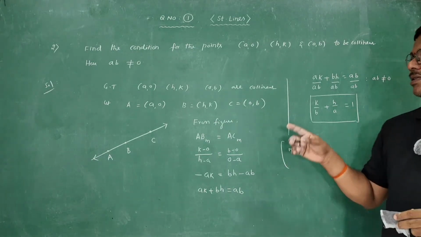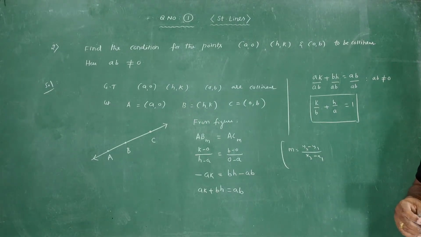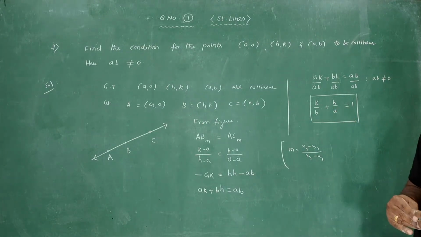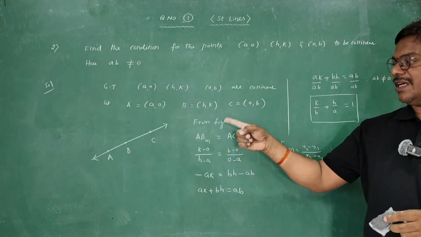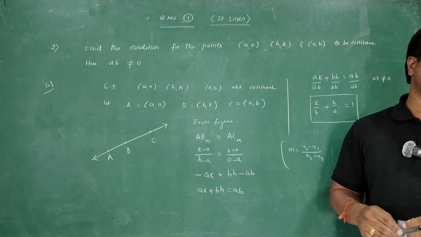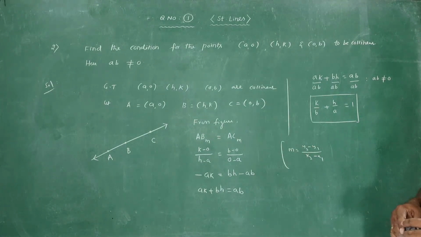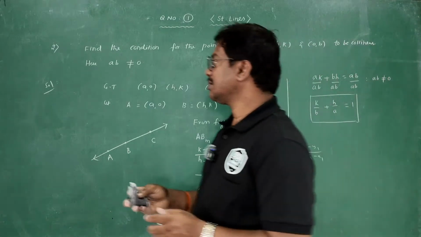When the points are collinear, nothing but they are on the same straight line, then the slopes of AB as well as BC as well as AC are equal. So using that, it is the condition. Let us move to the third one.